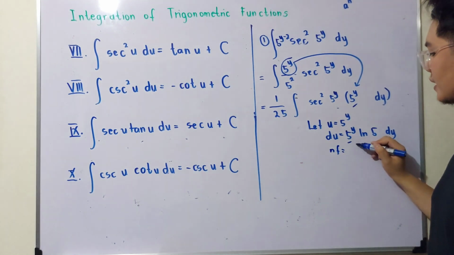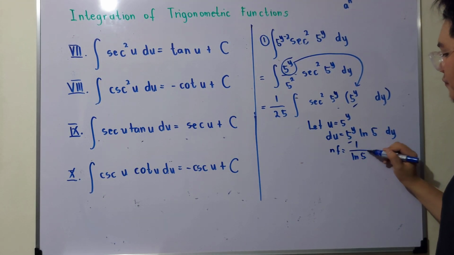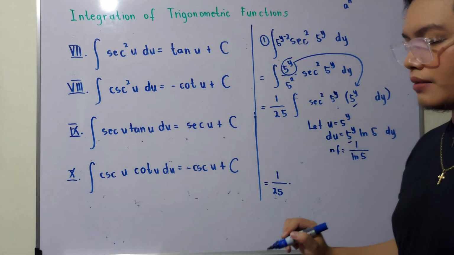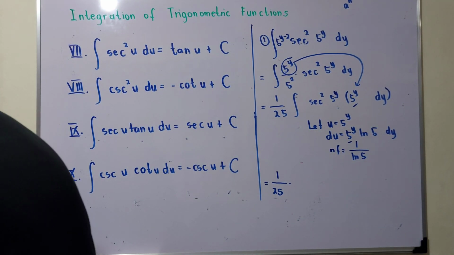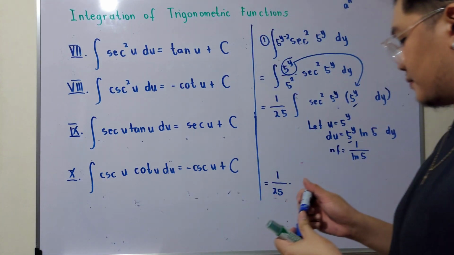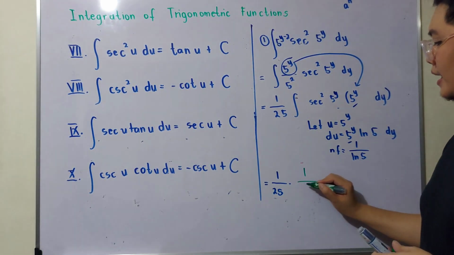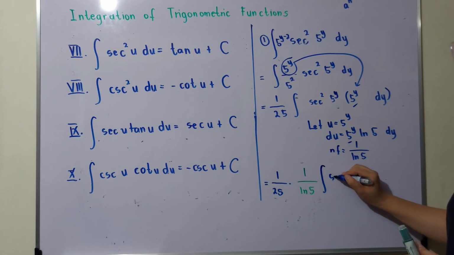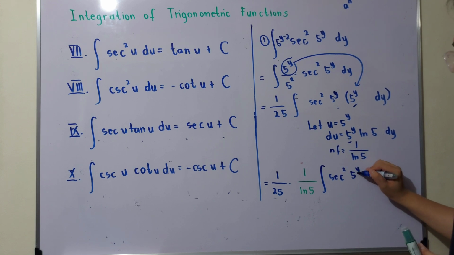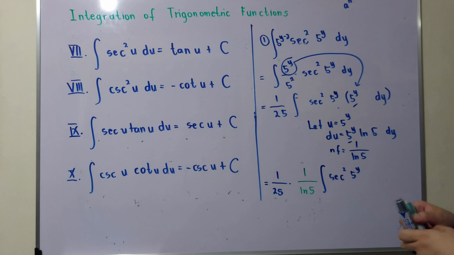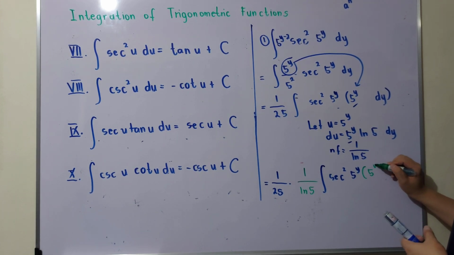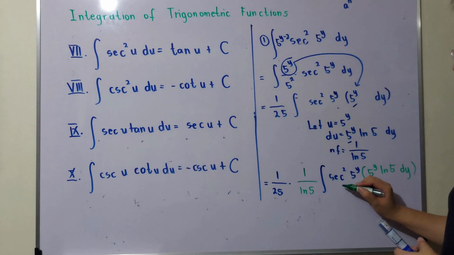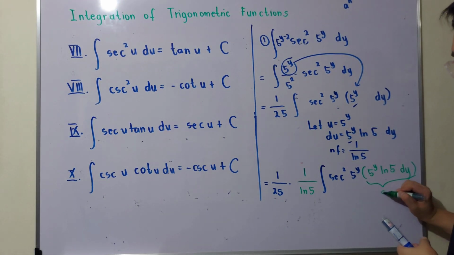So ang nf natin ay 1 over ln 5. So we have here 1 over 25 times 1 over ln 5. So times the integral of secant squared 5 raised to y. So ayusin na natin dito. So we have 5 raised to y ln 5 dy. Okay, so this is now on the form secant squared u du.